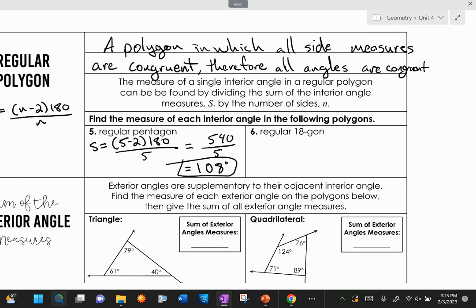Anything over a quadrilateral, they will have to be obtuse. So they'll all be big. That would not be a regular pentagon because not all the angles would be the same.